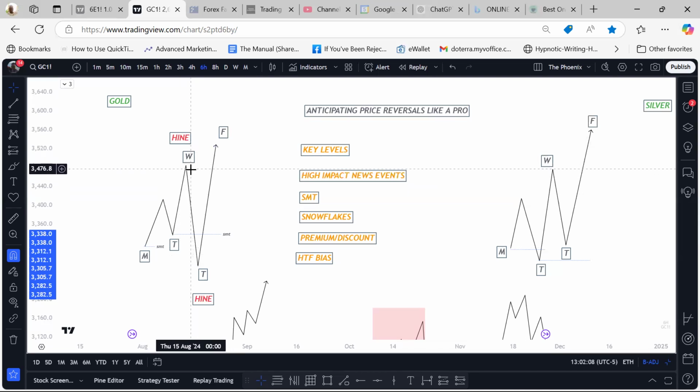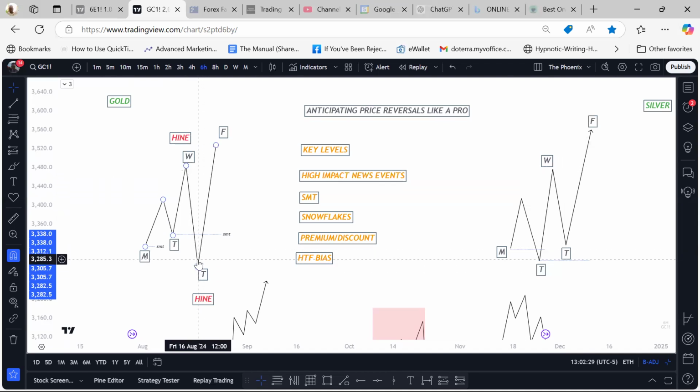We're at the high of the week, and if it is that we took the previous week's high, then we know that we can look for sells. What would confirm this? We'd want to see SMT in here if we don't see it here. And we'd want to have that news driver as well, high impact news.